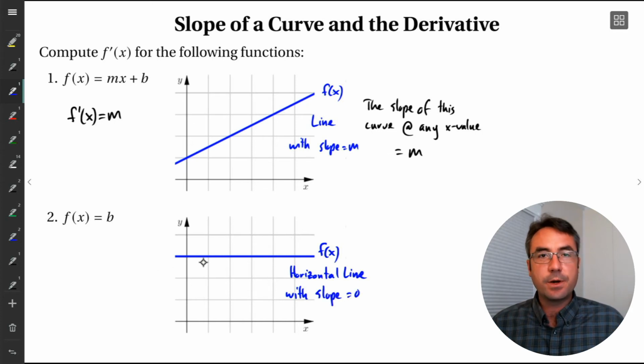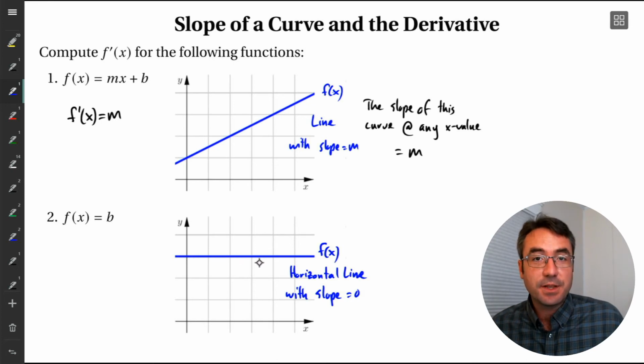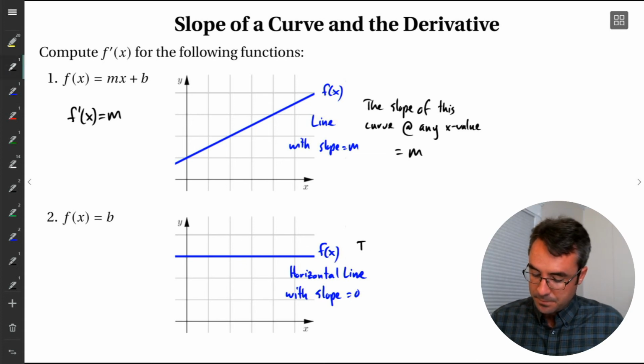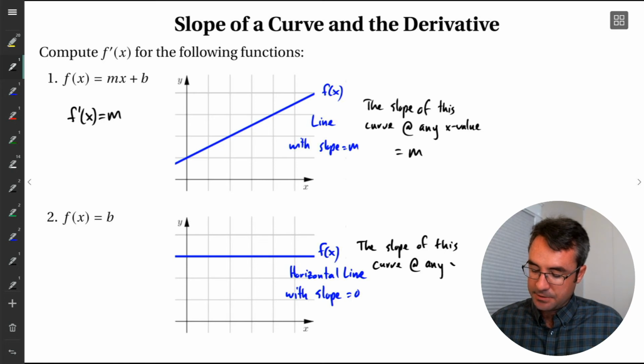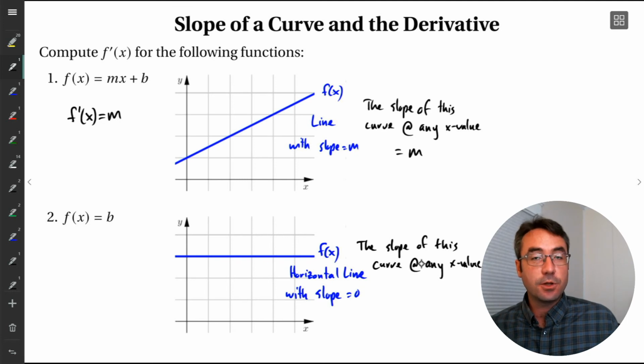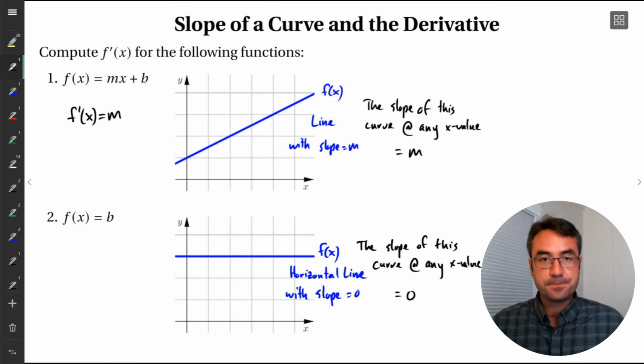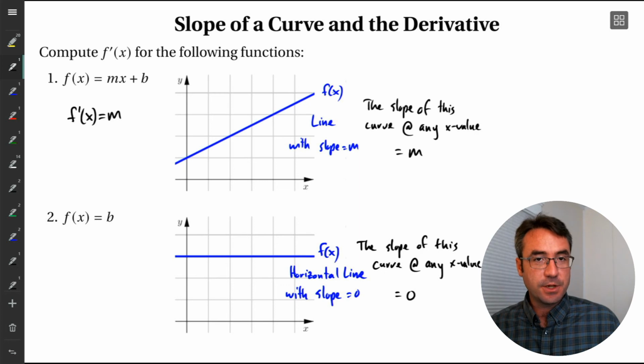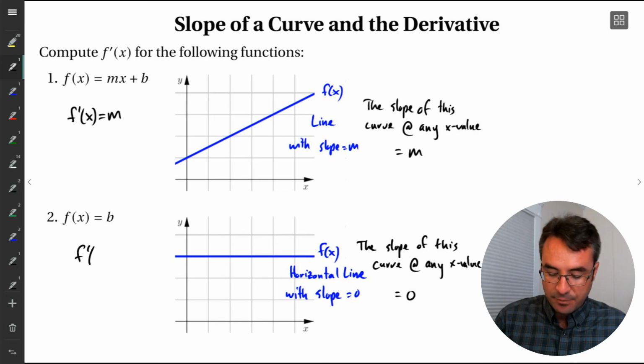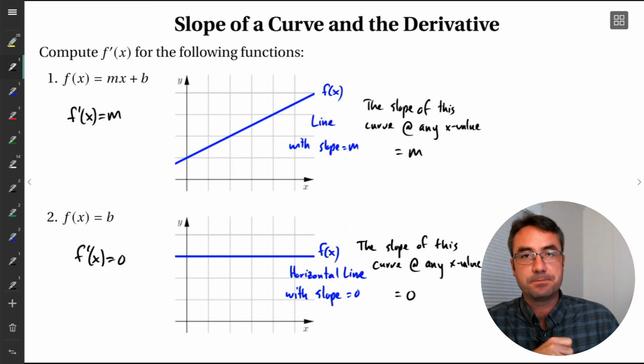And that's true no matter where you go on this curve. So if I were to pick any point along this curve, the slope of the curve would be 0 there. So at any x value, no matter where you go on this curve, the slope would be equal to 0. And so if the slope of the curve is always equal to 0, well then that means f prime of x is equal to 0.